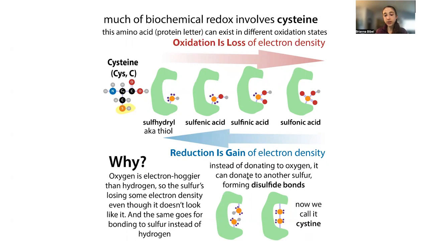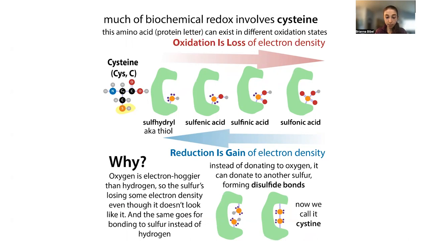So basically, if you're bound to a hydrogen, remember that's the most reduced state. If you're bound to another sulfur, well, sulfur is more electronegative than hydrogen, and so you're going to have to share more electrons, and so you're being oxidized. And then the selenocysteine is able to help break it up.